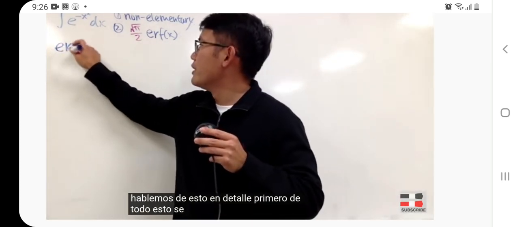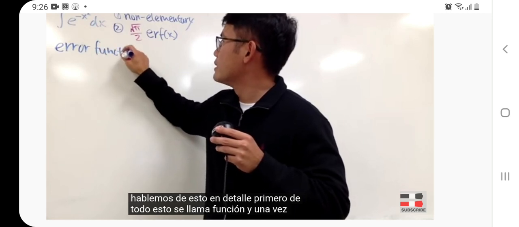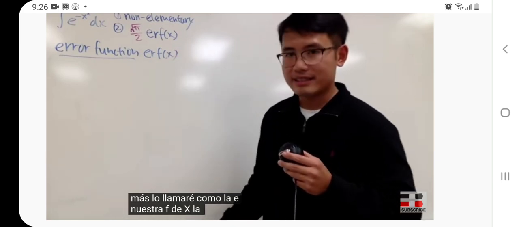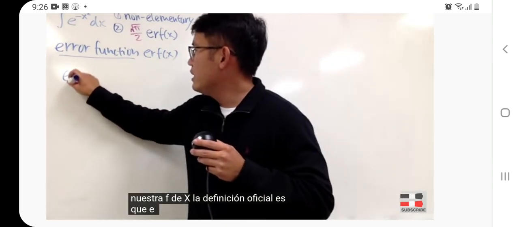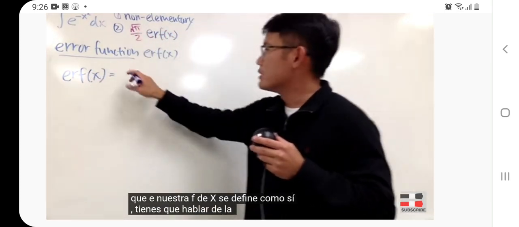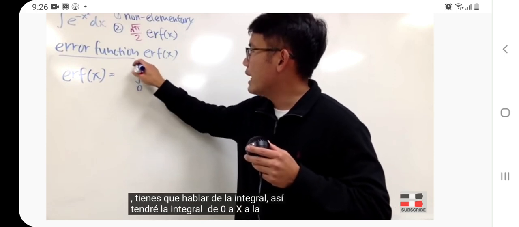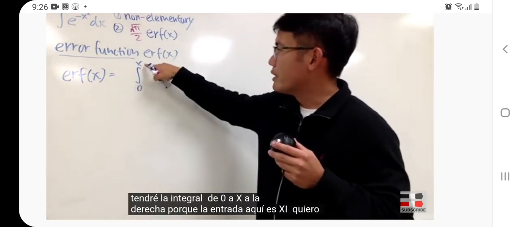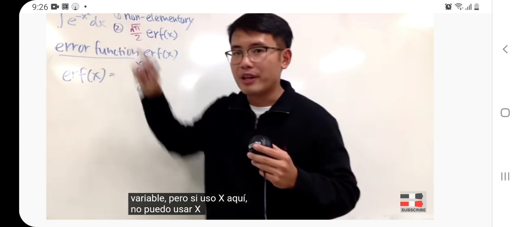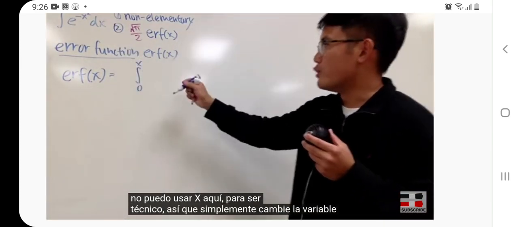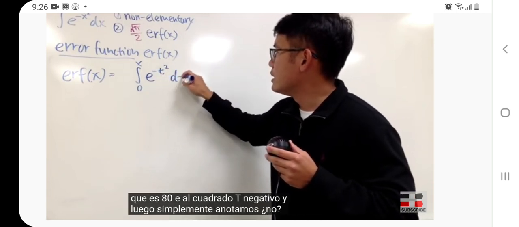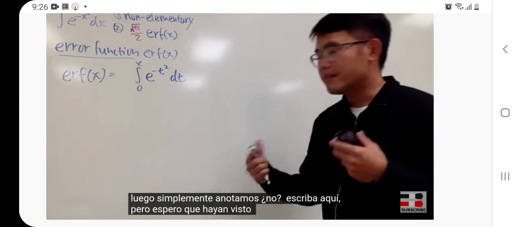First of all, this is called the error function. And once again, I will just call this erf of x. The official definition is that erf of x is defined to be, yes, you have to talk about the integral. So I will have the integral from 0 to x, right? Because the input here is x, I want this to be x as well. This right here is my variable. But if I use x right here, I cannot use x right here, to be technical. So just change the variable, let's say t, e to the negative t squared, and then we just put down dt right here.